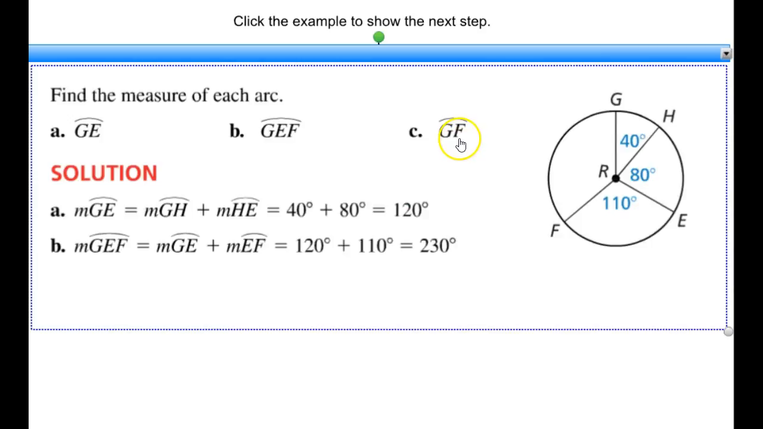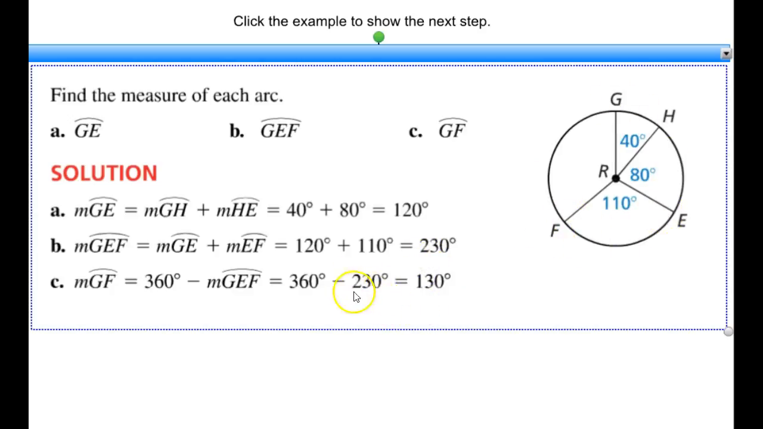Now let's look at GF. Since I only have 2 letters, I'm going to go the shorter distance here. I know my entire circle is 360, and I found that the long way from G to F was 230, so I just subtract that from 360 to find the measure of this arc GF over here. Again, I can just add the little pieces that I know to get the entire length that I'm looking for.